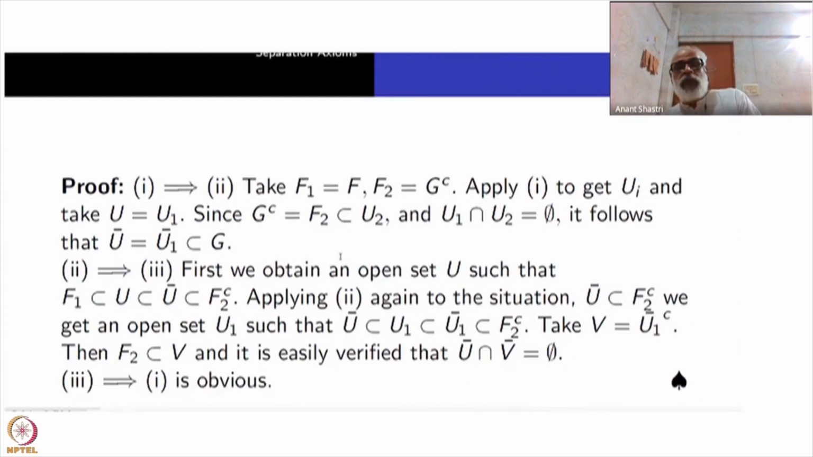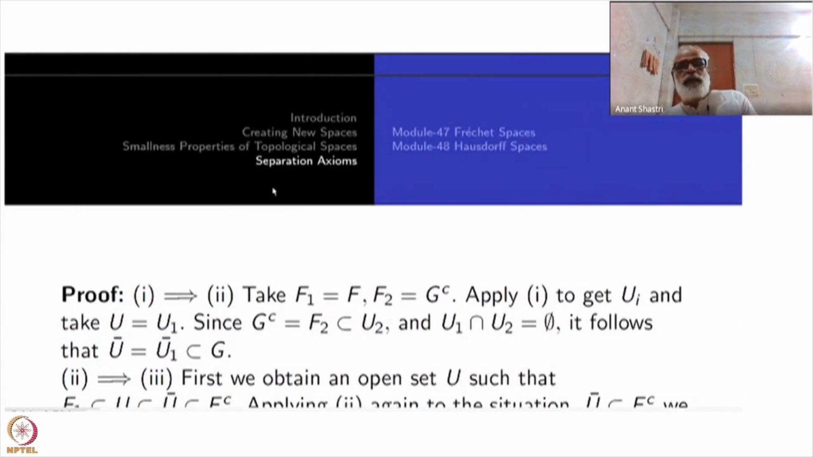So the proofs are identical to the proofs for regularity. That is why I have put them together in one single place. 3 implies 1 is obvious because 3 is a stronger condition, right? Go back here.